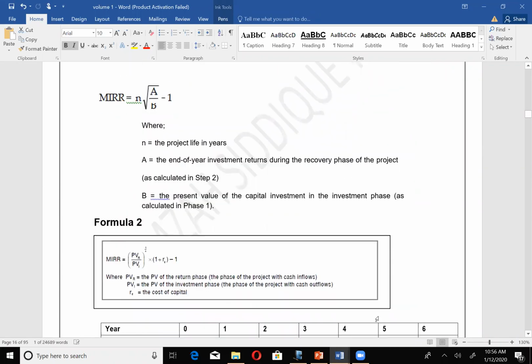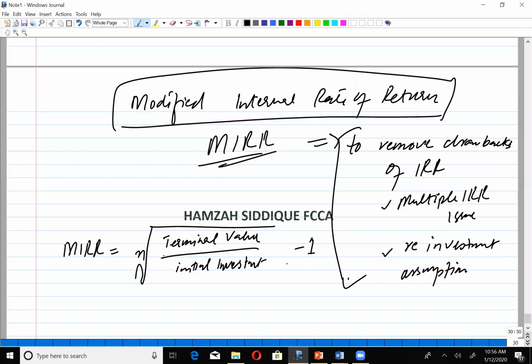So this is the present value of initial investment, minus 1. Here n is equal to the number of years, the life of the project. Now, what is terminal value? We will learn how to calculate it.